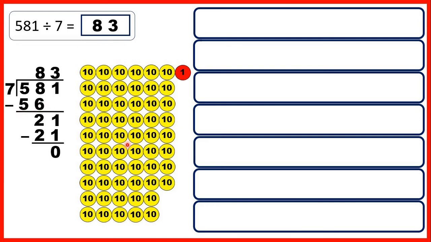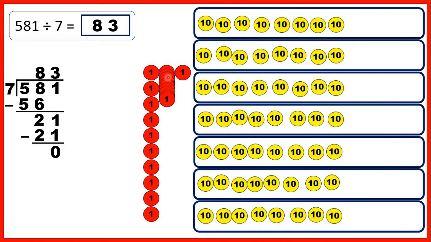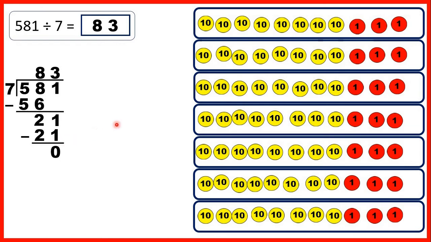Now we can share out 56 of those tens, and that's why we wrote 56 below. But we had 2 remaining tens. What we can do is exchange one 10 counter for 10 ones, and that's why we then had 21 to share out. We can share out all 21 of those ones, and because in each of our groups we now have 8 tens and 3 ones, we have 83 as our answer.